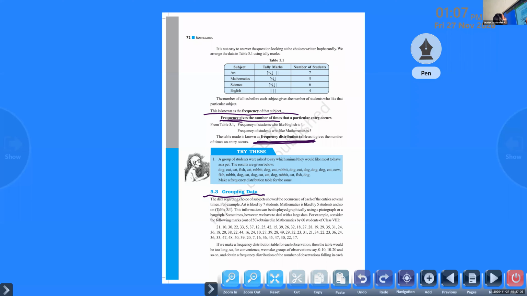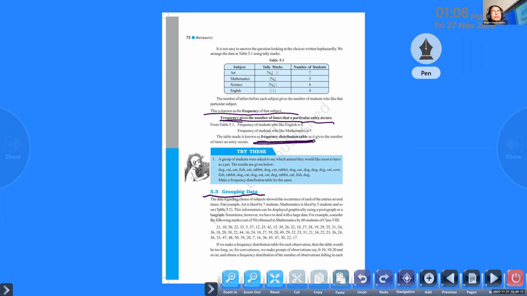Frequency gives the number of times that a particular entry occurs. Suppose we are collecting the marks. Suppose the mark 17, 9 students got 17 marks. So here 9 is the frequency of 17, which means the mark 17 is repeating 9 times. When we prepare a table which is mentioning the frequency and the data, it is known as frequency distribution table.